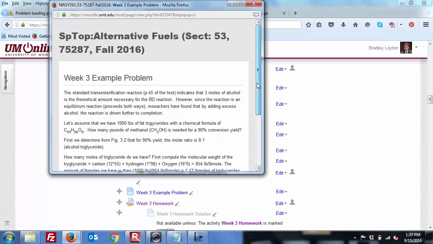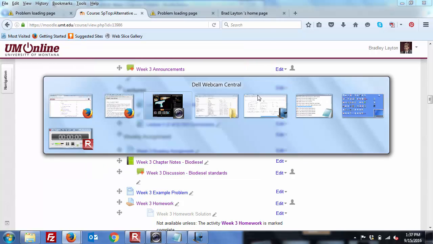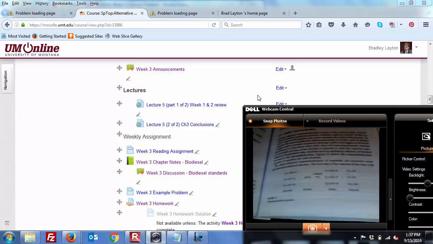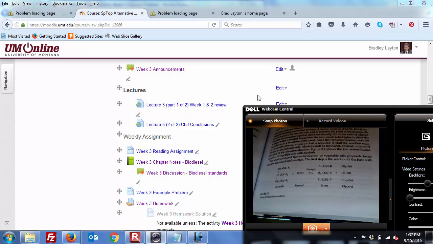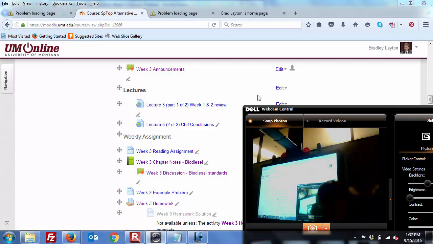It indicates that 3 moles of alcohol is the theoretical amount necessary for the biodiesel reaction. It's right there at the bottom of page 45. That's transesterification? That's transesterification, yep. The ester and the alcohol combined?